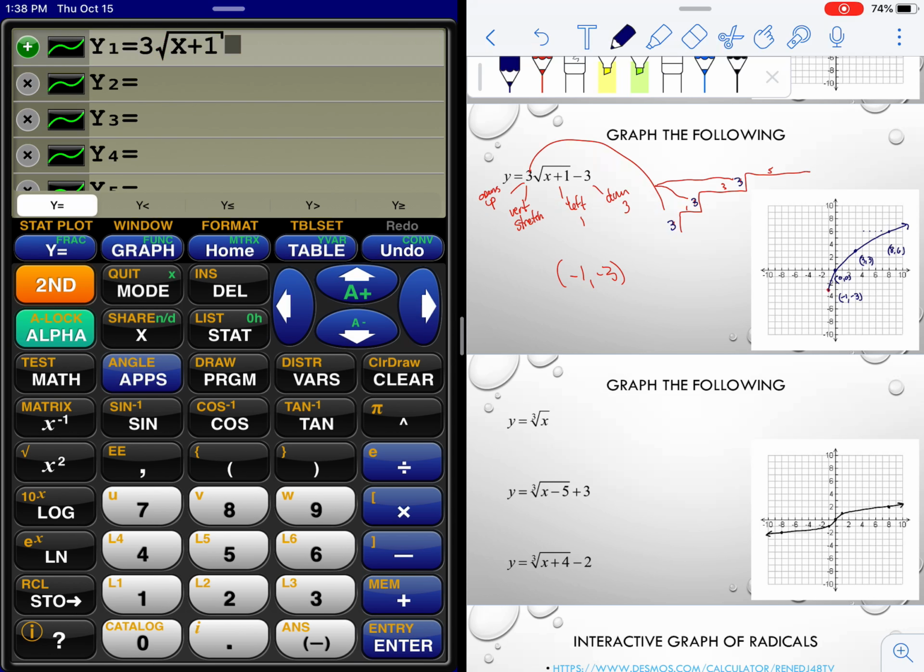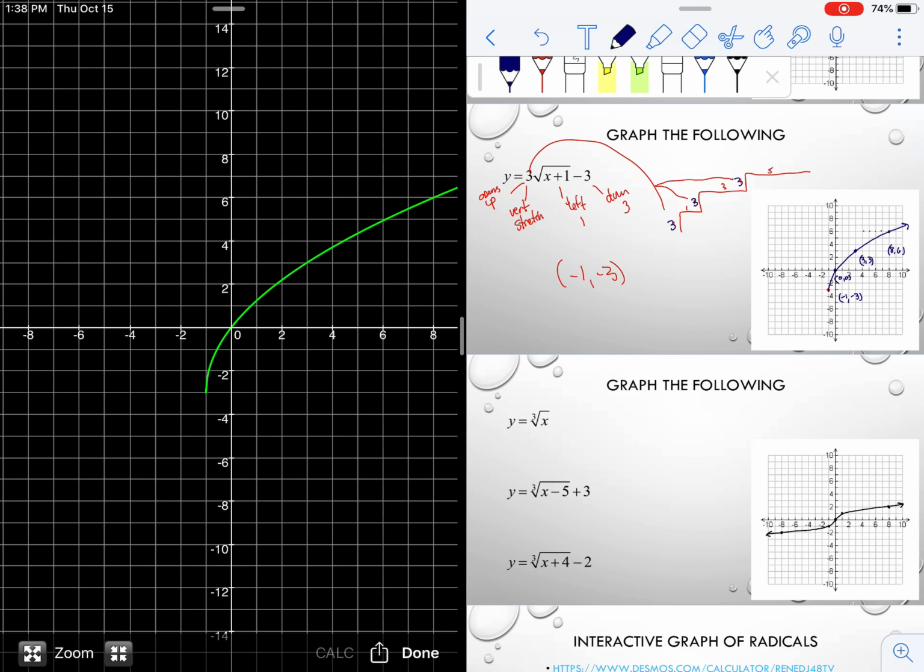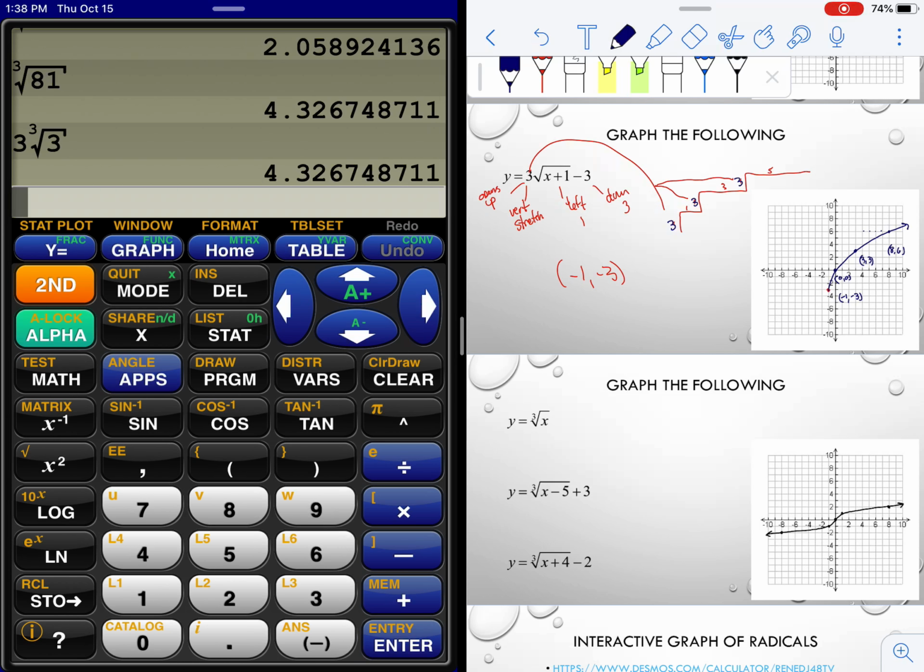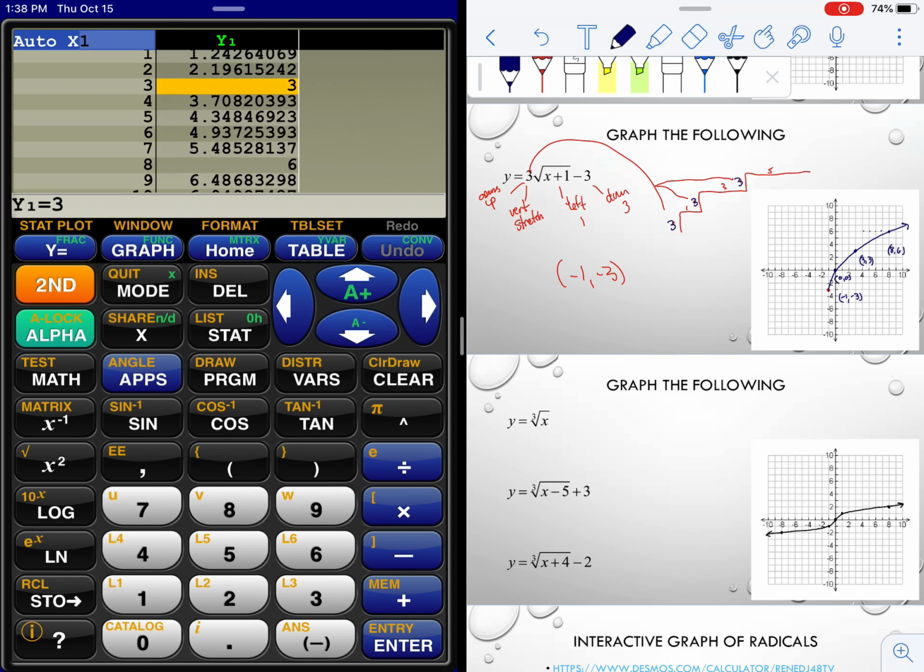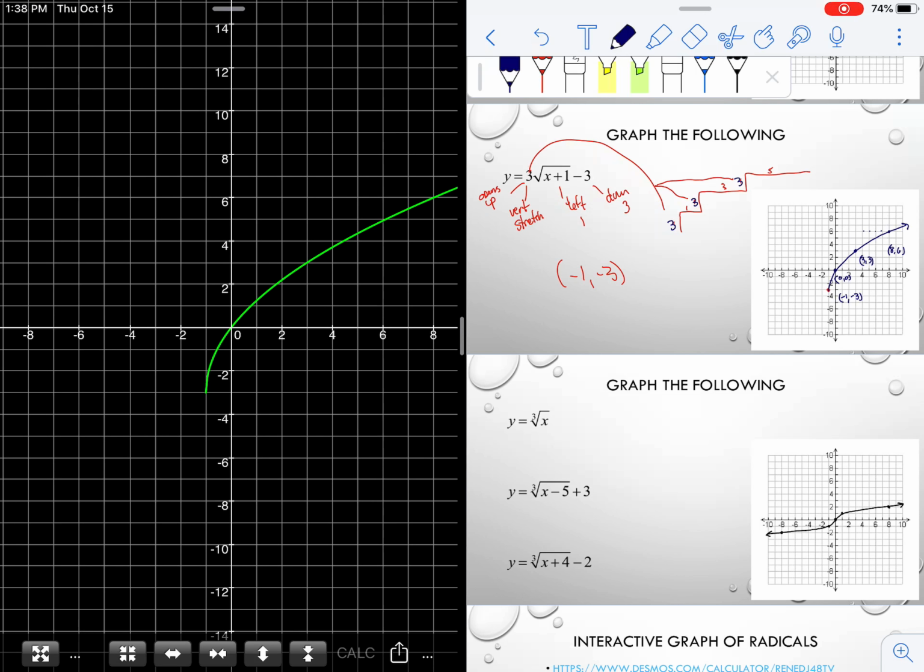And then -3. Okay, you can look at a graph. And then we can look at our table just to confirm some of the points that we have. So we have -1, -3. We got 0, 0. There's 3, 3. And the last one we did on our graph that fit was 8, 6. So that confirms our graph is accurate. Our shape is accurate. And it begins right there at -1, -3.